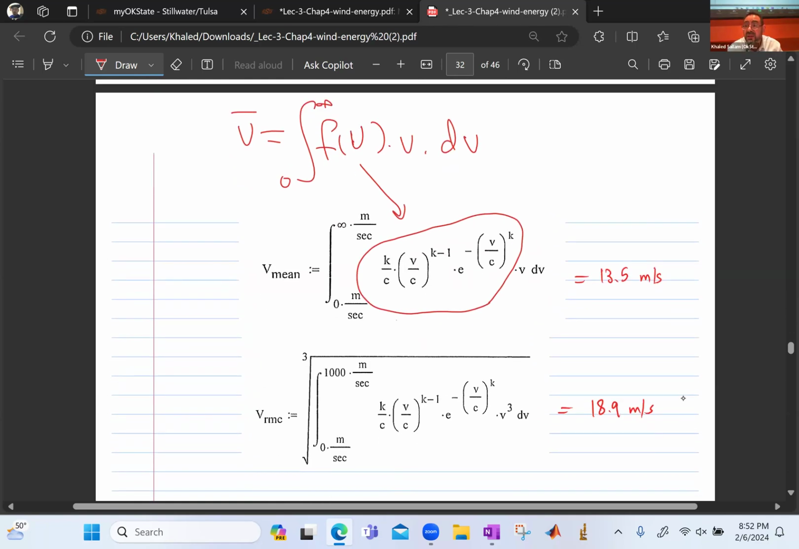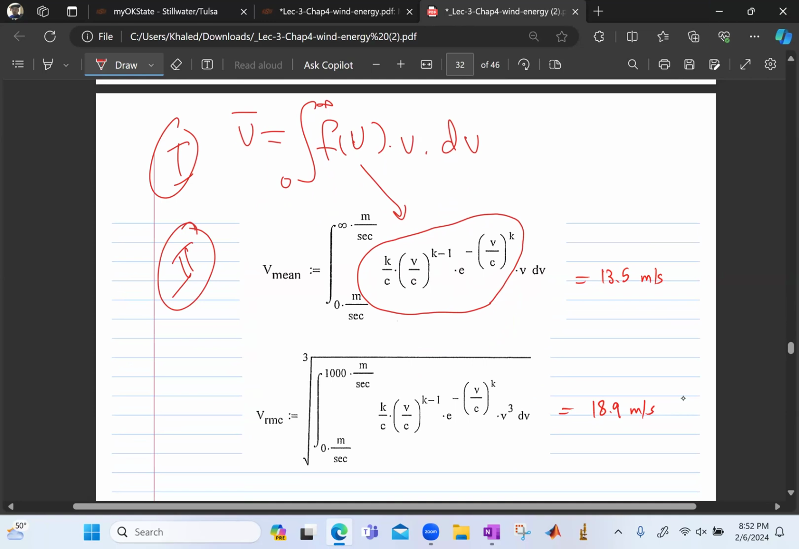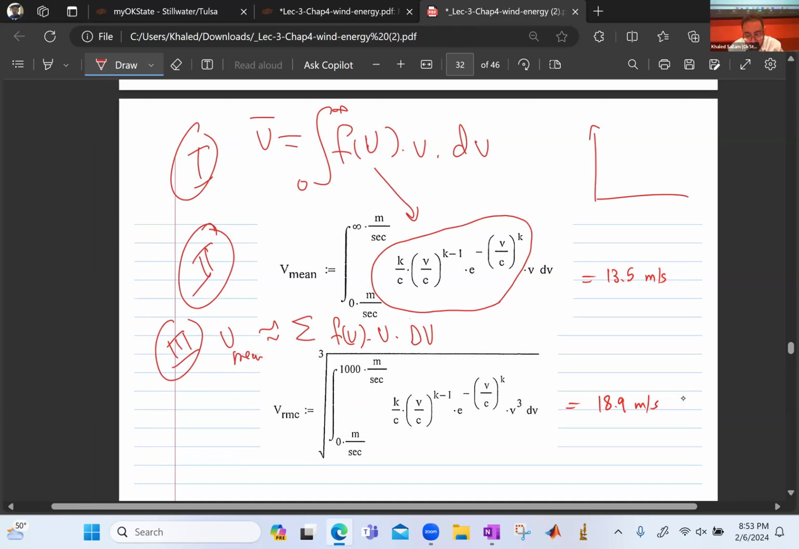Yes? And then what's the third step? So that's step number 2. Step number 3 is to say that V mean is approximately the summation of f of V times V delta V, right? And that delta V, I will tell you. I will tell you to use delta V equal 5 or 10.